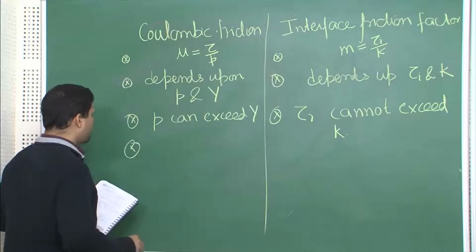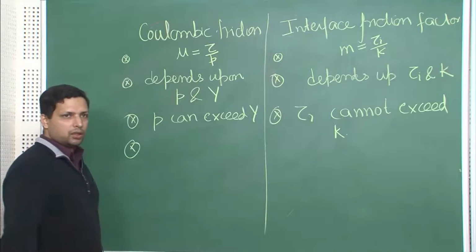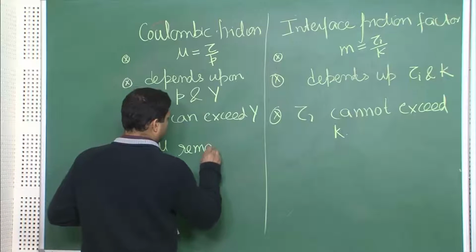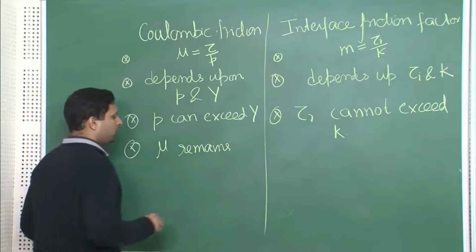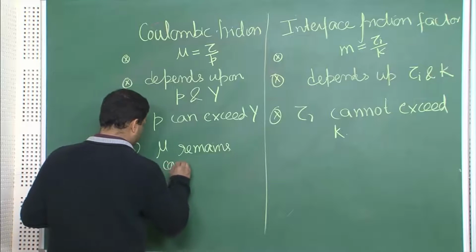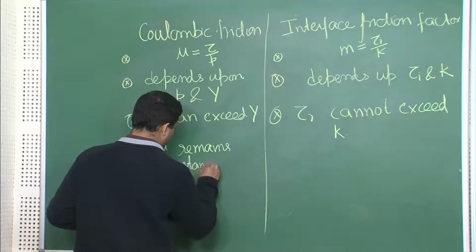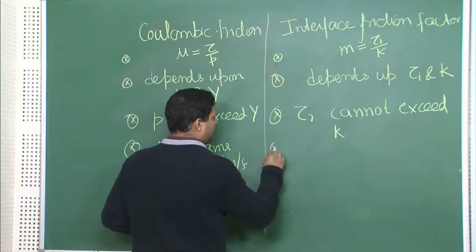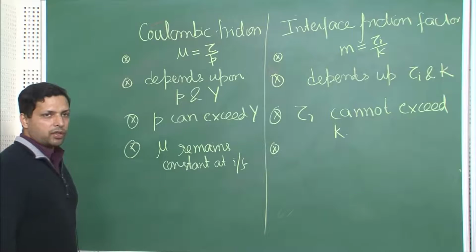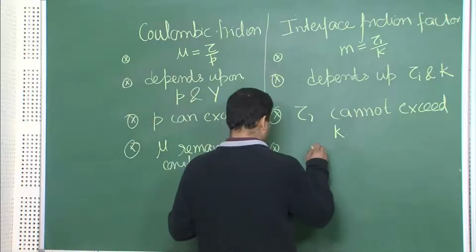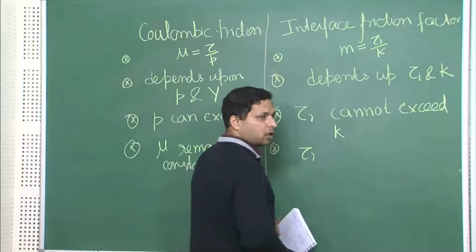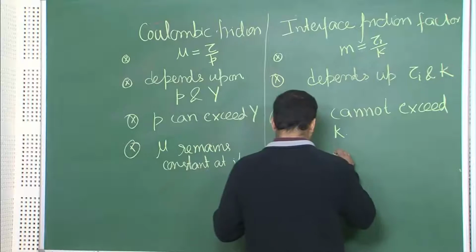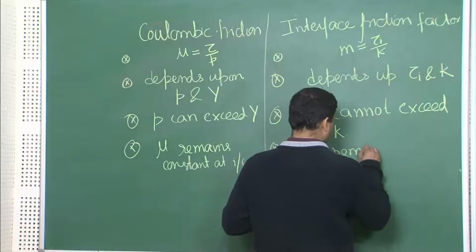Another important thing is that when we are talking about Coulombic friction, we assumed that mu remains constant at the interface. And when we talk about interface friction factor, then what we assume is that tau I, which is the shear strength of the interface or the shear stress acting on the interface, remains constant.